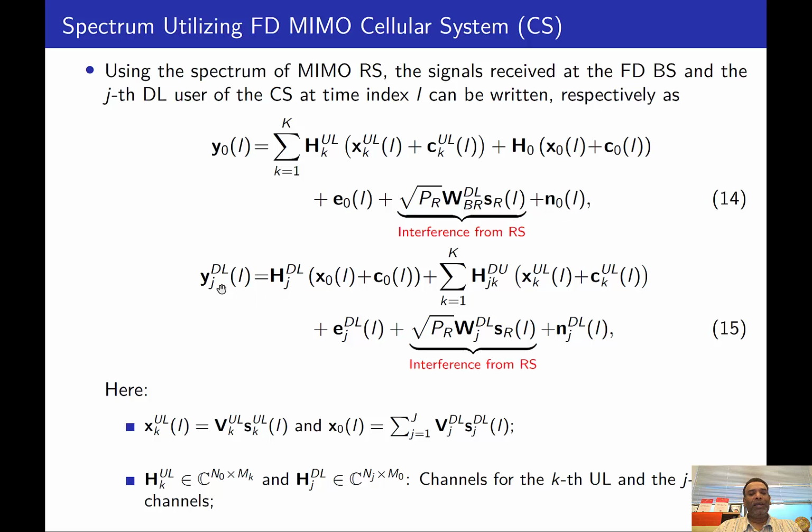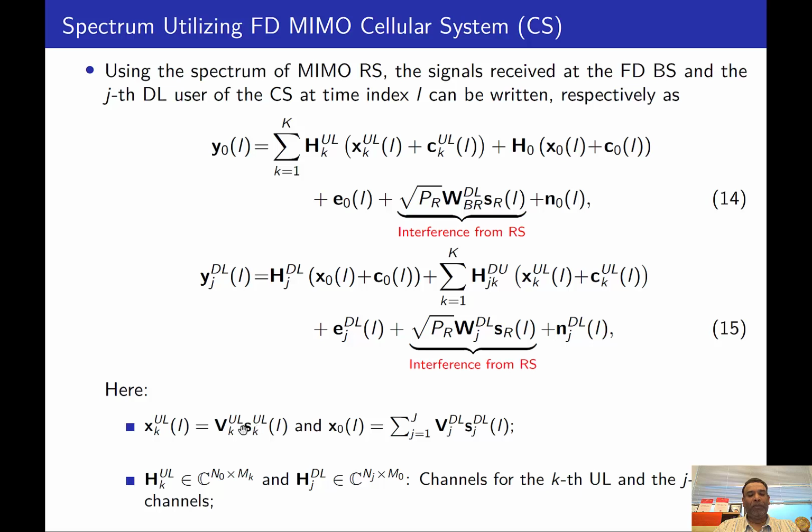If we talk about the downlink user received signal, this is the downlink user channel times the downlink transmitted signal, and the transmitter impairments at the base station here, C node, and here also C node, same thing. The kth uplink user signal interferes with the downlink users. This is the co-channel interference. This is the uplink user transmitter impairment. This is the receiver impairment at the user, and this is the interference from the radar system, and this is the noise.